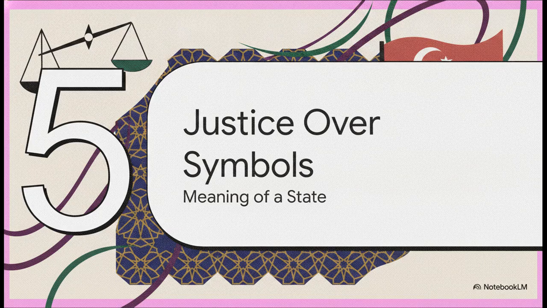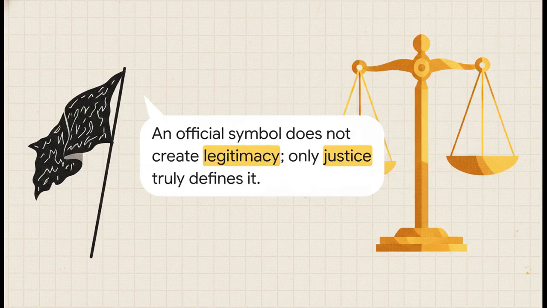Finally, Section 5, Justice over Symbols, the true meaning of an Islamic state. This is where the text drops a vital historical reality check. We've seen modern militant groups like ISIS adopt the black rayah, complete with the contested white text, to declare themselves the Caliphate. But as the sources make crystal clear, an official symbol does not create a state. Flying a piece of black cloth does not magically legitimize a government or make it Islamic.